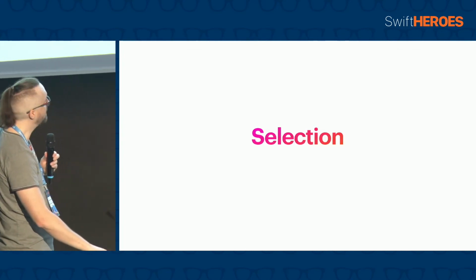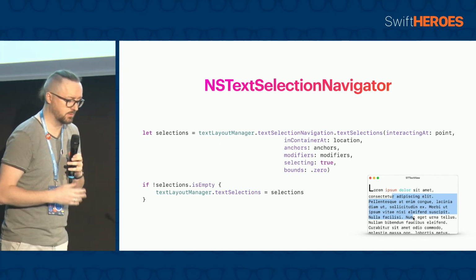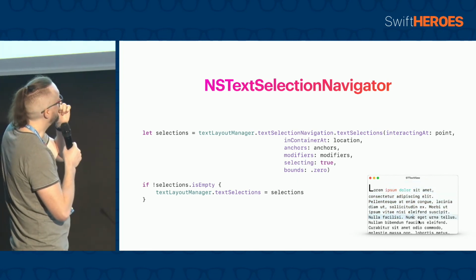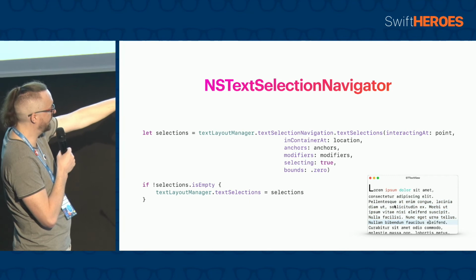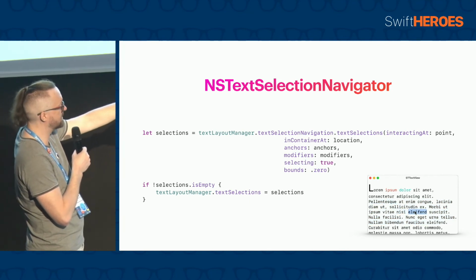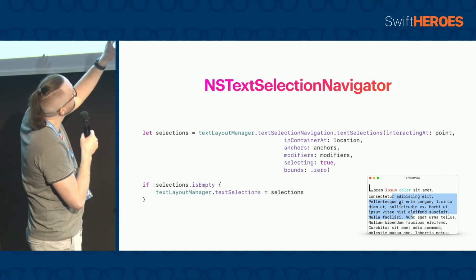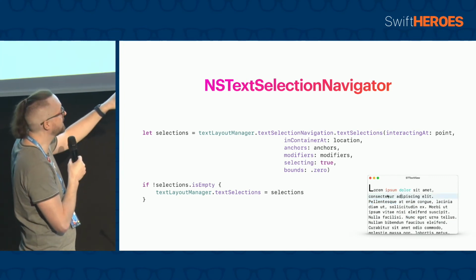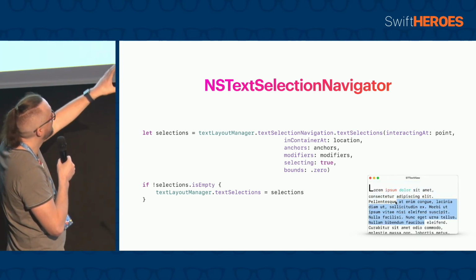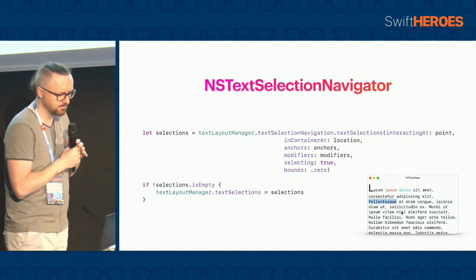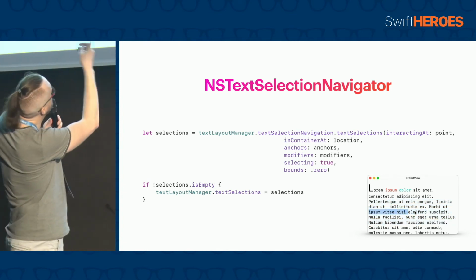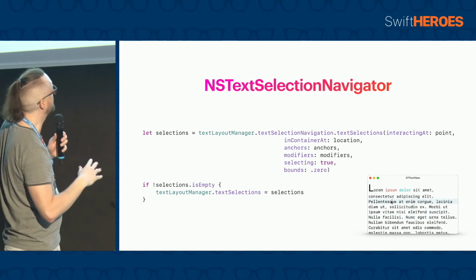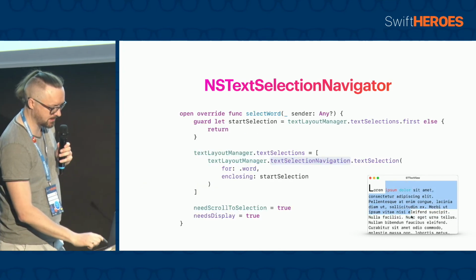And there's the selection part. For the selection, we use NSTextSelectionNavigator. Everything happens here. It's a really, really awesome API. In this video on the right, you can see I implemented that selection with just that API. This returns the selection at the point, at the mouse point. Some anchors, doesn't matter. The thing is, it will return the selection class, and the selection has a range and location. That's all, and I just update that.